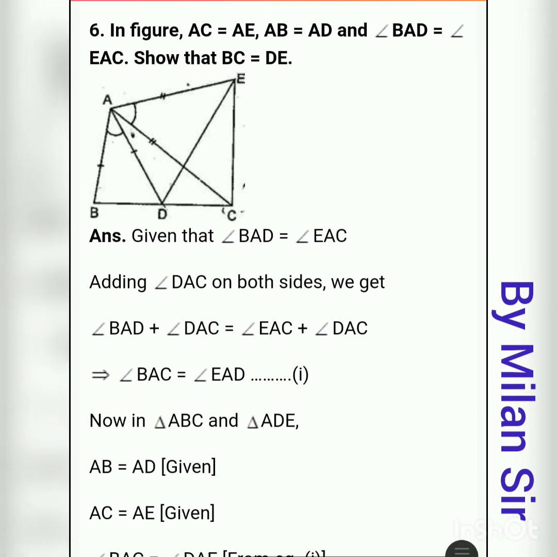If we want to prove BC is equal to DE, so BC is the side of triangle ABC. So draw the triangle ABC here.